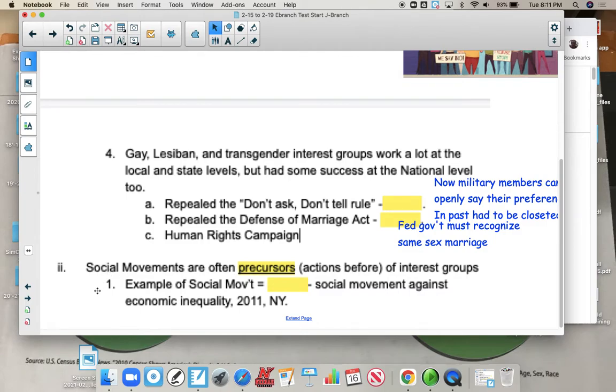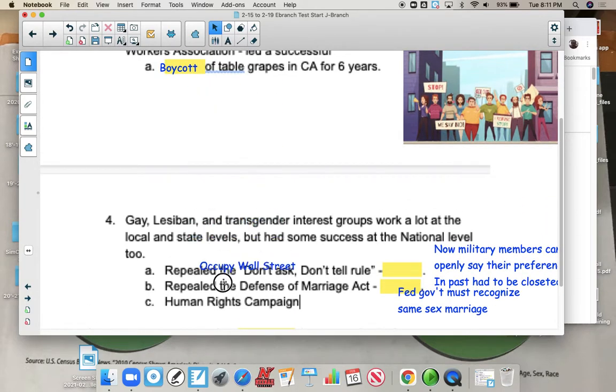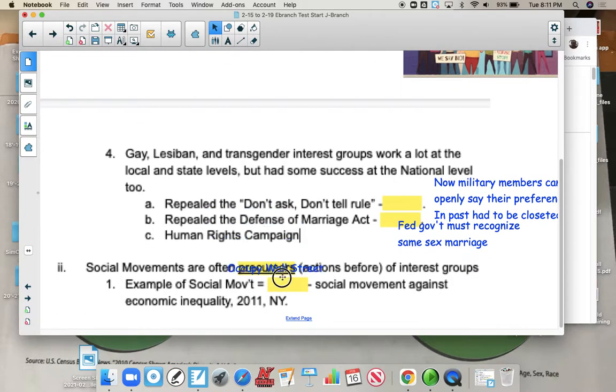was also successful in campaigning for greater human rights. Lastly, on this little section is that social movements are often precursors, that means things that happened before, of the prior actions of interest groups. So, what are we talking about here? An example would be, I'm dropping this down, Occupy Wall Street. This was a social movement against economic inequality that started in 2011 in New York.